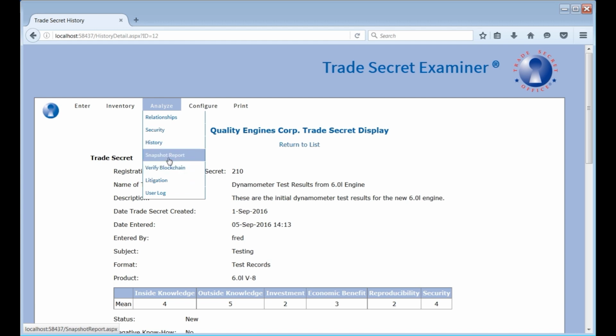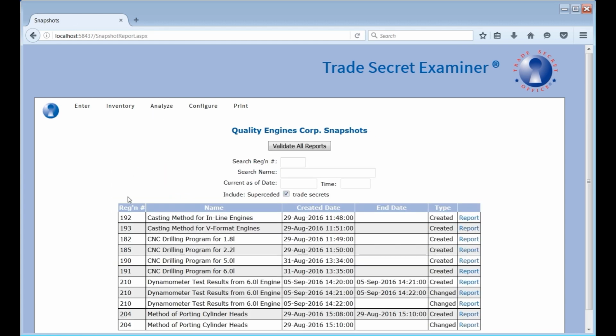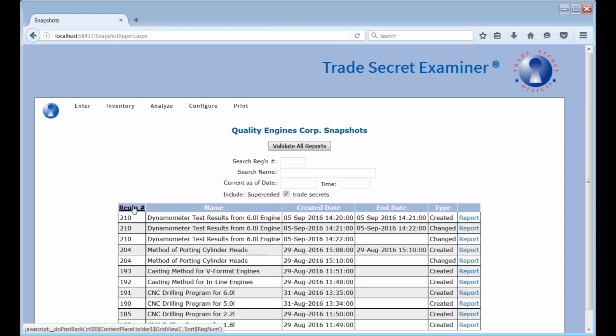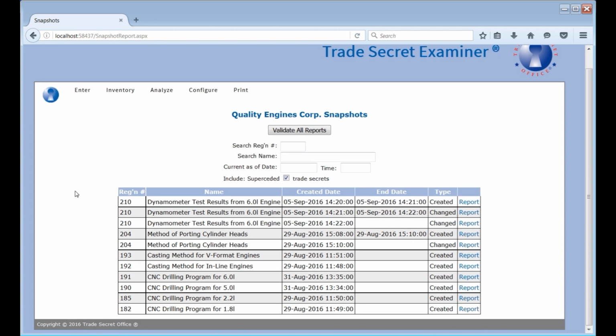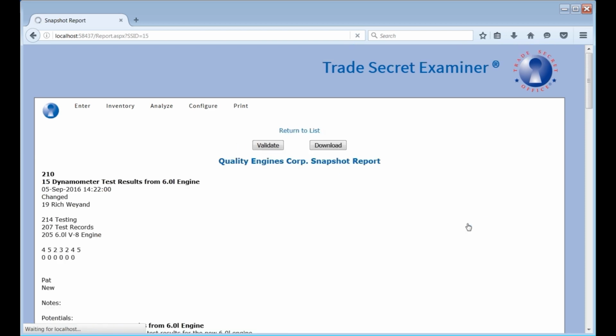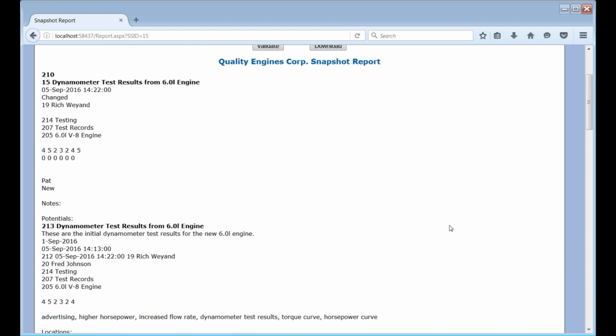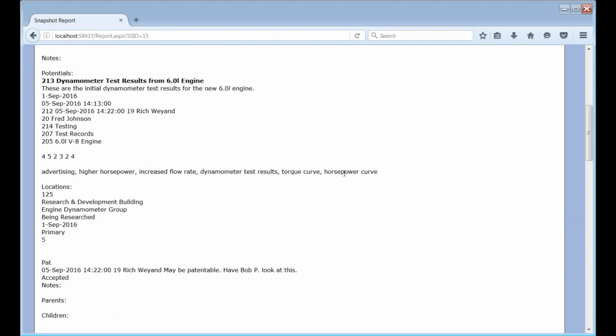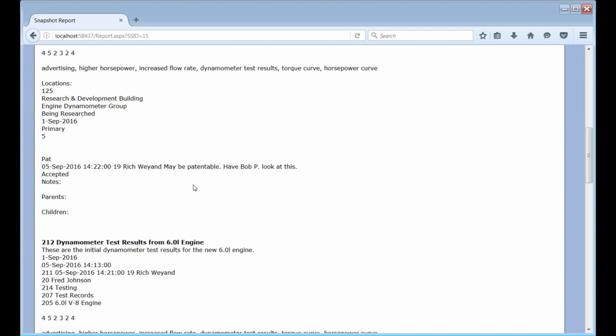Now, whenever a snapshot is created, a report is created. So let's get our 210 up the top, and you can see there's 3 of them. And there are 2 that are closed and 1 that's open. Let's look at the open one and show the report. So this report was created when the trade secret was changed, and it shows all of the information in the database about this trade secret. And here's my note about it being patentable, and here's the patent flag.